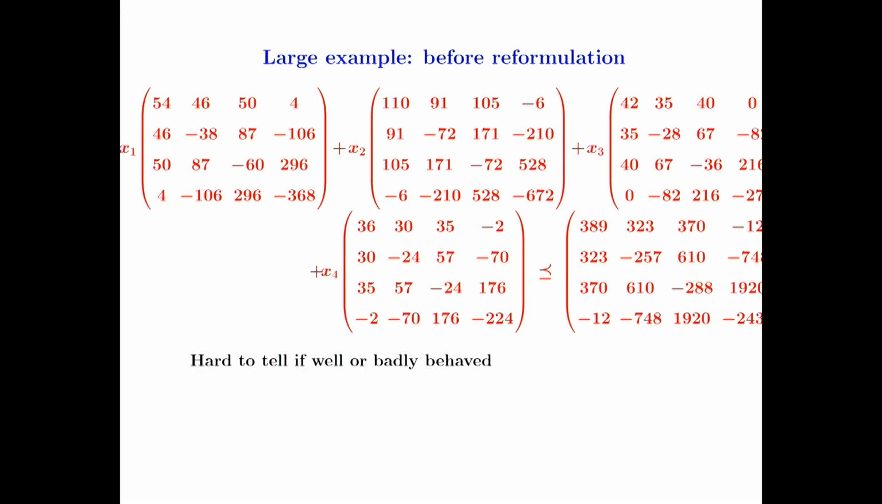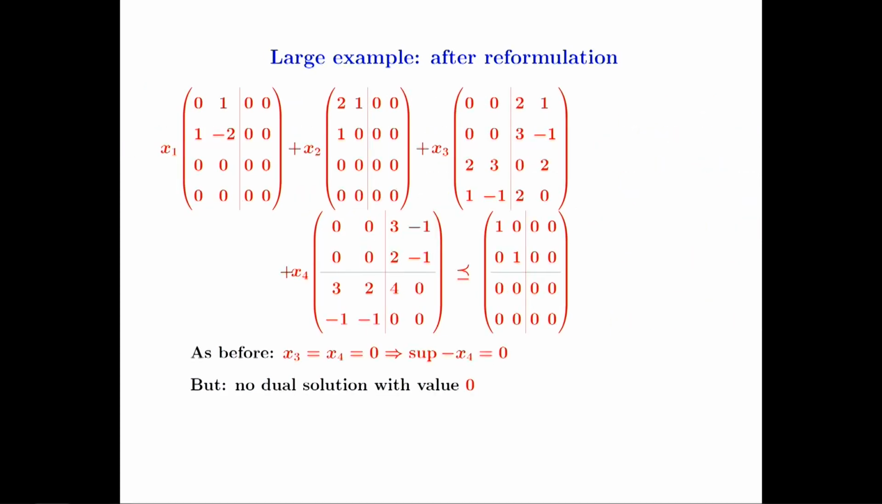Now a larger example, which is admittedly artificial, 4x4 matrices, 4 variables. How do I tell if it's well behaved or badly behaved? It's basically impossible, because it's just kind of hopeless. But on the other hand, if I reformulate it, I get this system in which the matrices are sparser, but that's not the main point. I can see easily that x3 and x4 are 0, so therefore the supremum of negative x4 is 0, and then there is no dual solution which has optimal value 0. So reformulations do help.